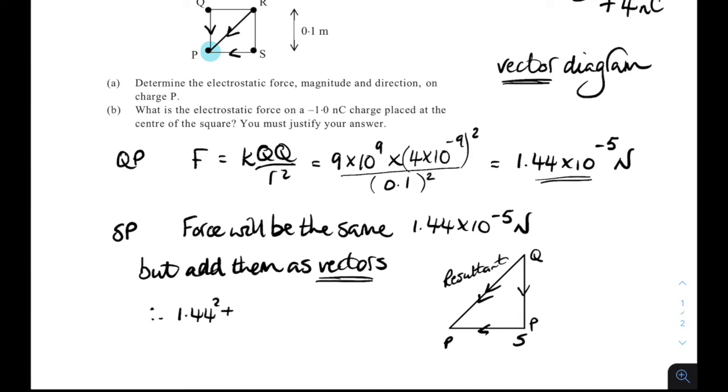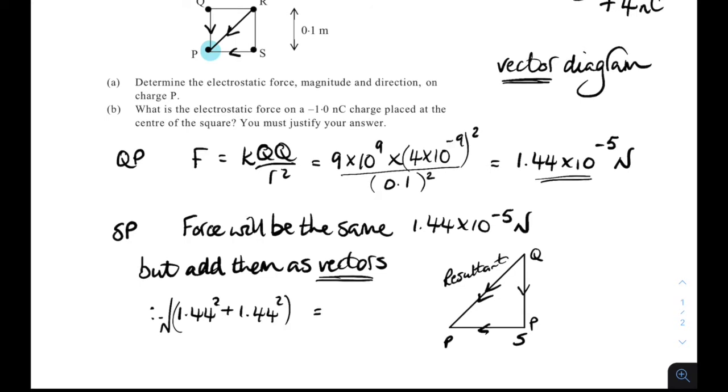So, it's a right angled triangle. We can use Pythagoras here, so 1.44 squared plus 1.44 squared, all square rooted, gives us a resultant of 2.04. Don't forget that's times 10 to the minus 5 newtons.